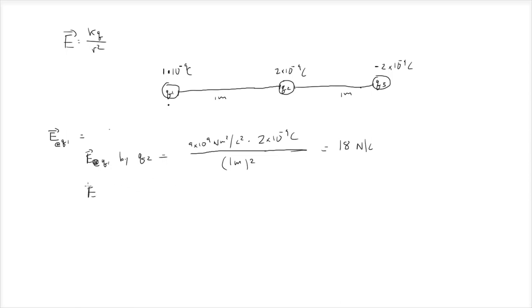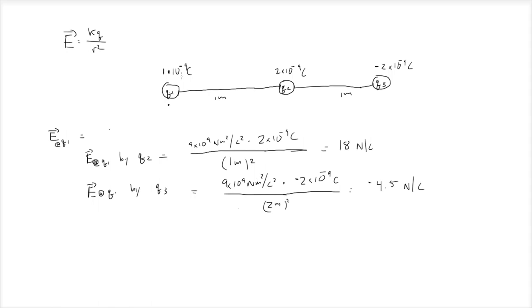And if we want to find the electric field at Q1 that's produced by Q3, same thing, 9 times 10 to the 9 Newton meters squared per Coulomb squared times the charge of Q3, negative 2 times 10 to the negative 9 Coulomb, divided by 2 meters squared. And that'll give us negative 4.5 newtons per Coulomb.